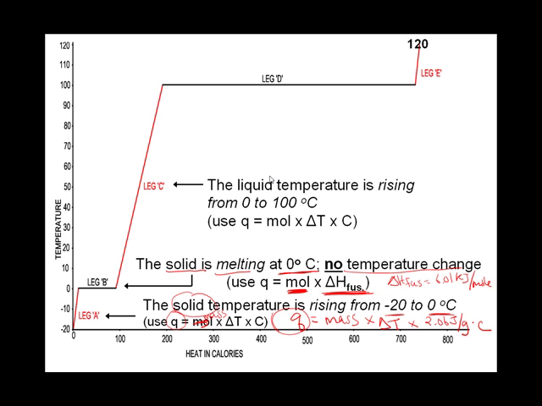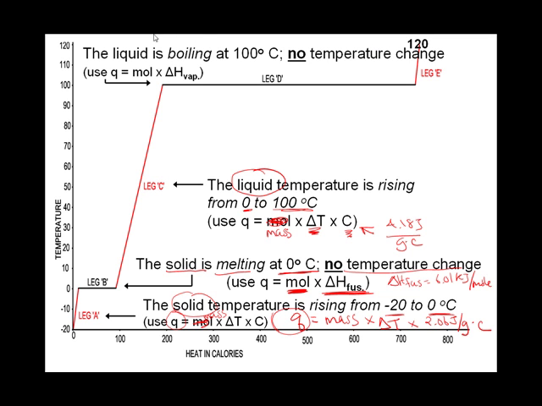This is leg C. Remember that this is entirely liquid, and this liquid is raising its temperature from 0 degrees Celsius to 100 degrees Celsius, and the amount of energy is calculated by multiplying the mass times the temperature change times the specific heat of the water, and for water it's 4.18 joules per gram Celsius.